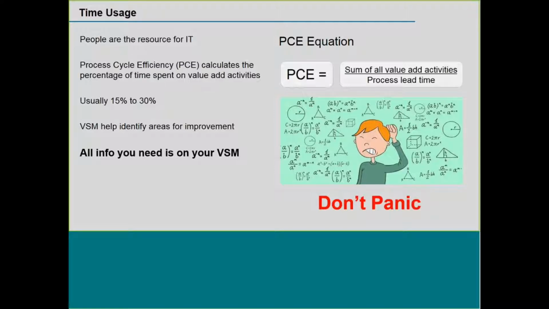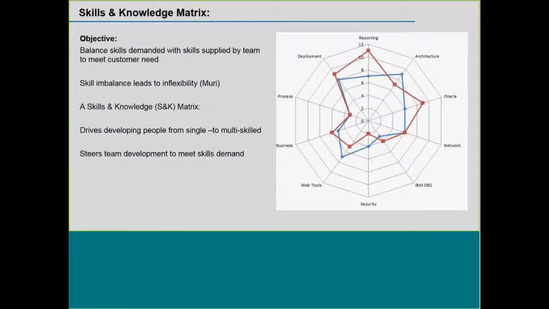Don't panic. All the information you need to complete this is in your value stream map. And it's really not a lot of complicated math here. It's just simply put, what are we doing and how much of it is directly involved in affecting our final product.